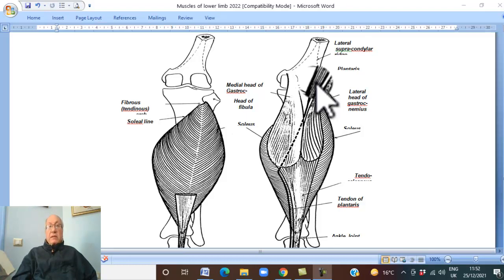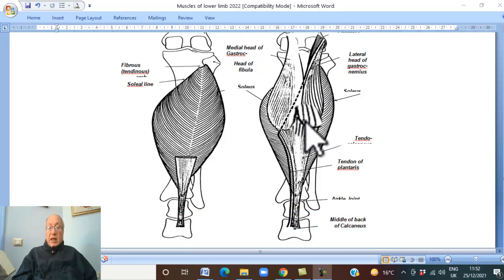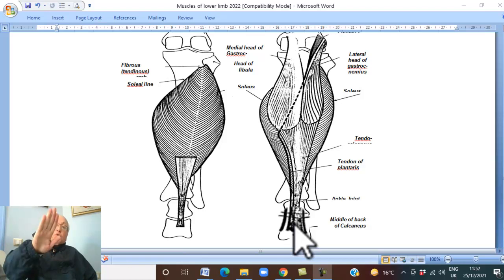All these muscles pass behind the ankle joint. Therefore, their contraction produces a common action. What is the common action? Plantar flexion of the foot. That is to say, directing the sole of the foot downward.